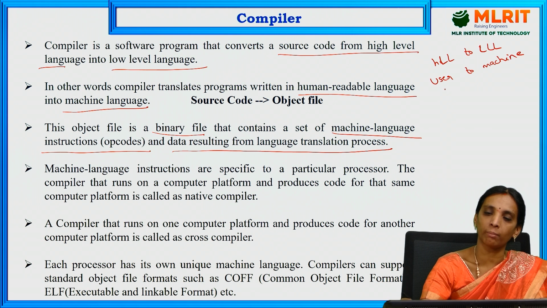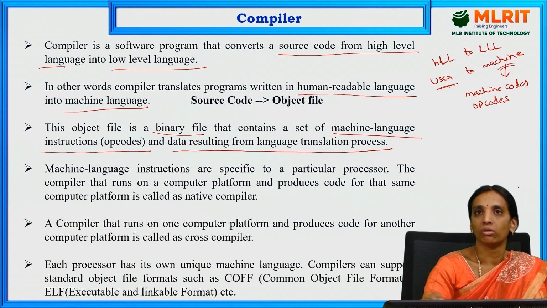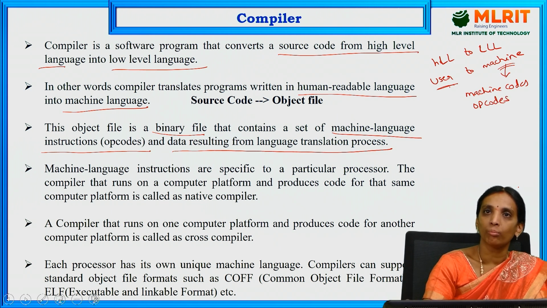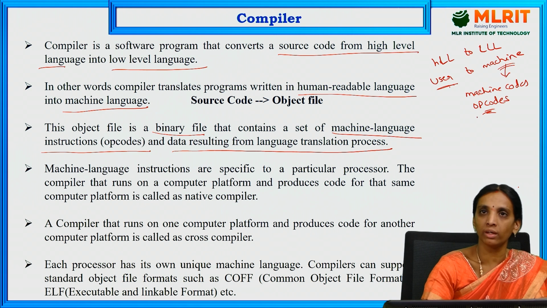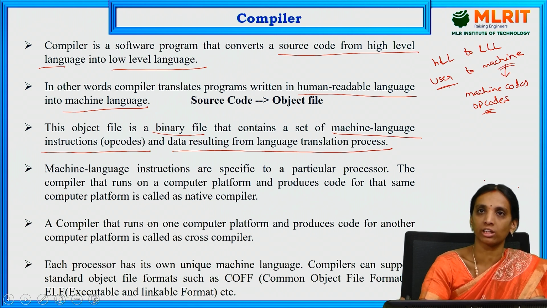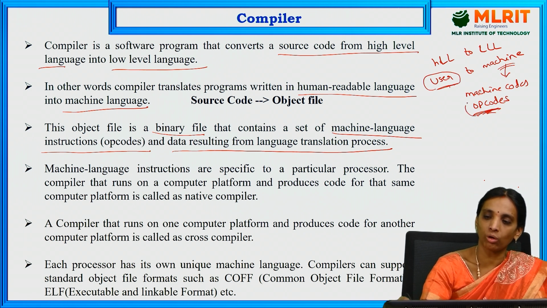Here we have defined the compiler as used for converting user readable language into machine language. Machine language consists of all the machine codes, which are called operation codes or opcodes. For each instruction and each process, the processor assigns some opcodes. So this compiler is used for converting the user readable language into machine codes, which are called opcodes.